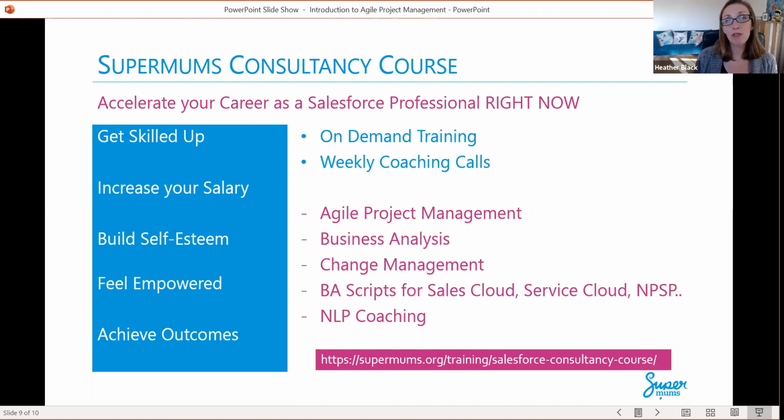Now, if you have all of this on your CV, not only does it add to your skills, but it will help increase your salary. It will help build your self-esteem and make you feel empowered that you know what you're doing on projects and that you can talk about these disciplines properly with clients or your team. And it will help you achieve better outcomes on your Salesforce projects.